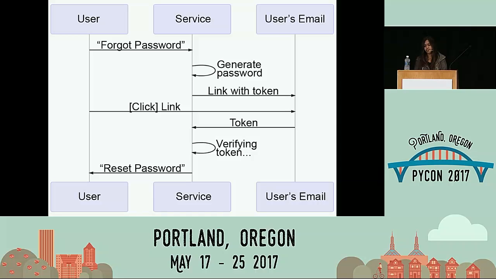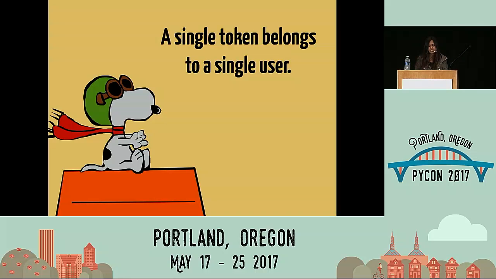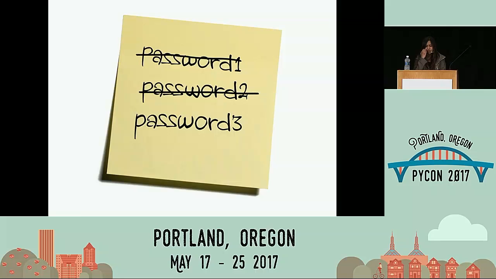Some things to note here. We see that a single token belongs to a single user. If multiple users had the same token, it would clearly indicate a bug because user A could change user B's password. The one-to-one mapping between token and users has a serious consequence. We should not choose our tokens from an easy-to-guess sequence. If we did, an attacker who got a single token would find other users' tokens and reset their passwords.